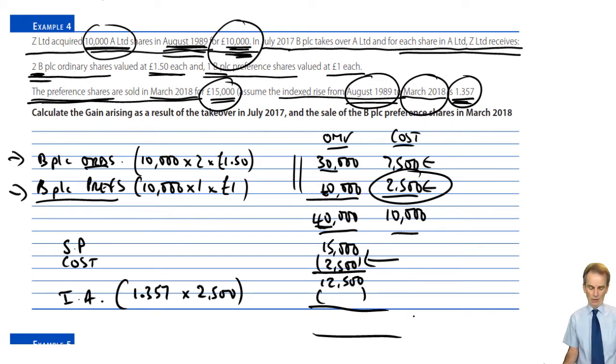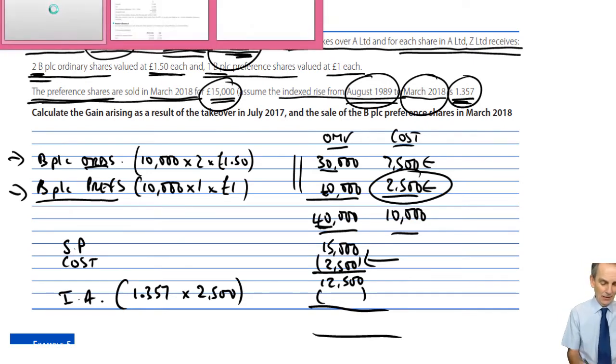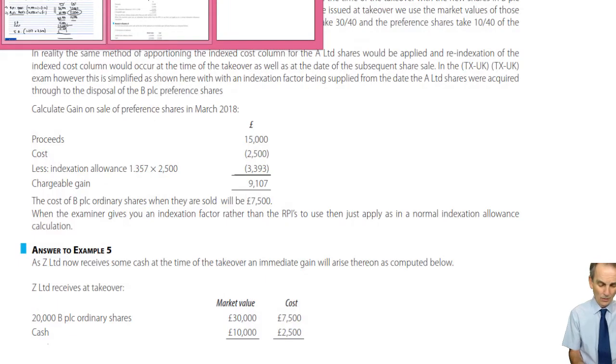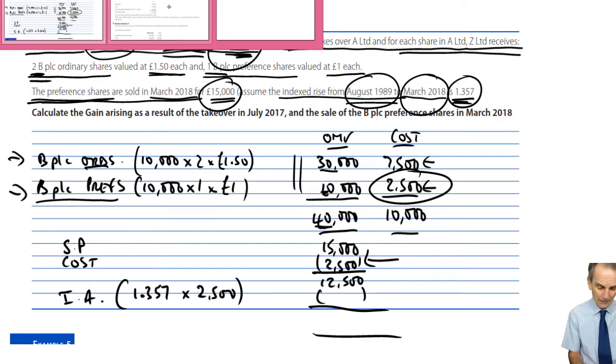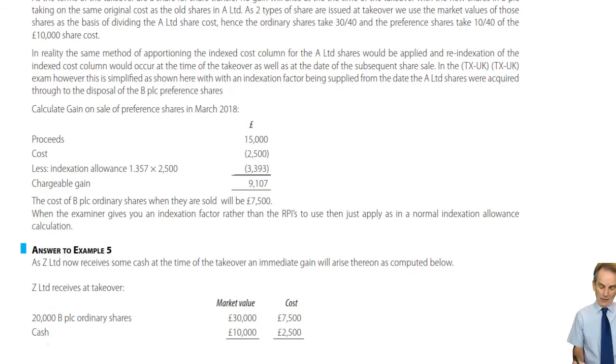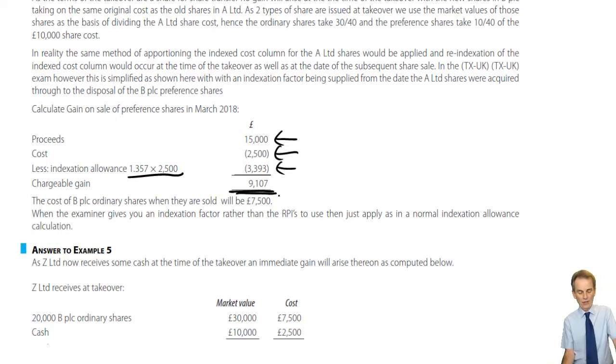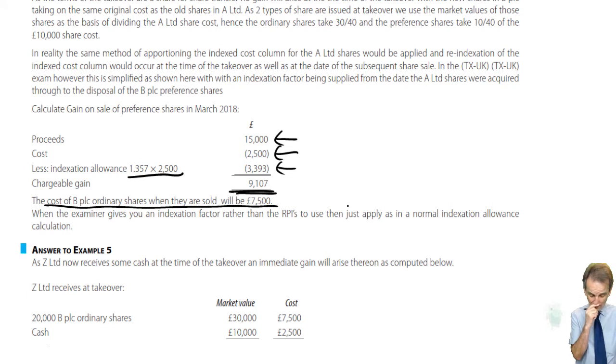That gets you your indexation allowance, and that's going to be something less than 12.5, so it will still result in a chargeable gain arising. Let's just have a little look at the answer page for that, so we save doing all of that over again. Here we go. There's your proceeds, £15,000. There's your cost, £2,500. Here's our indexation allowance calculation, doing the shortcut method. That gives you 3,393, all being well. Check the number out again as usual, which hopefully brings it down to a chargeable gain of £9,107. What we also know for future reference is that should any of the ordinary shares in B plc be sold, the cost of those ordinary shares when sold will be £7,500.